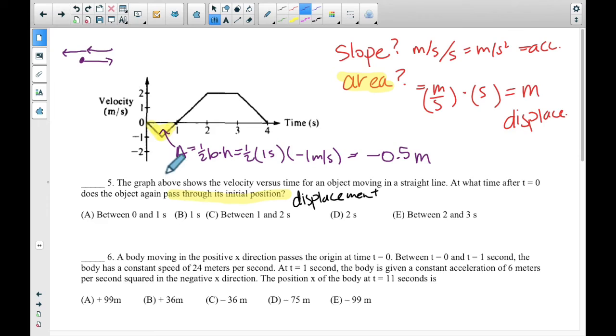In order to get back where we started, we need to go +0.5 meter. So we need to figure out where in this graph we can make up +0.5 meter. Well, one thing is its area. So whatever area is down here in this little triangle, we want to match with the area over here.